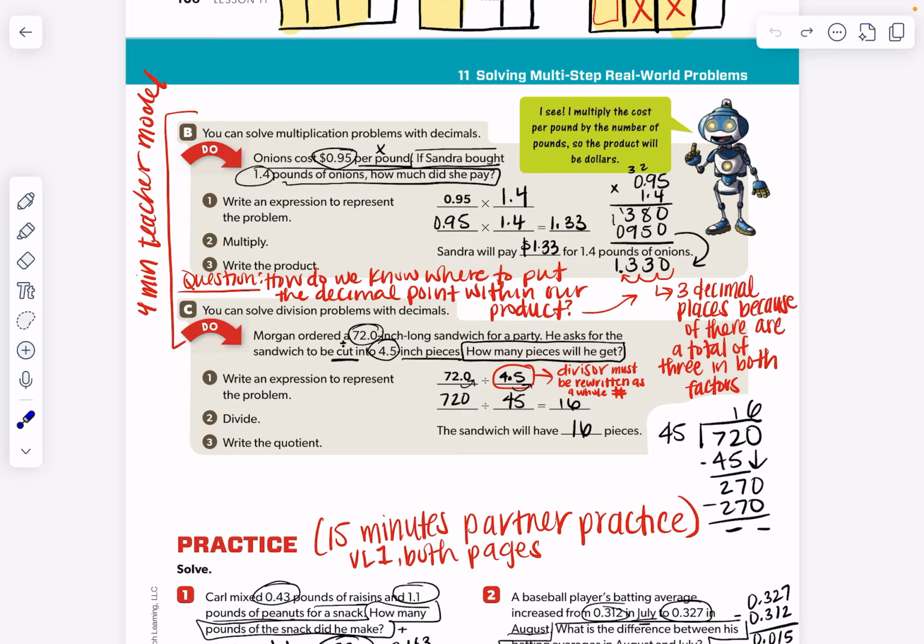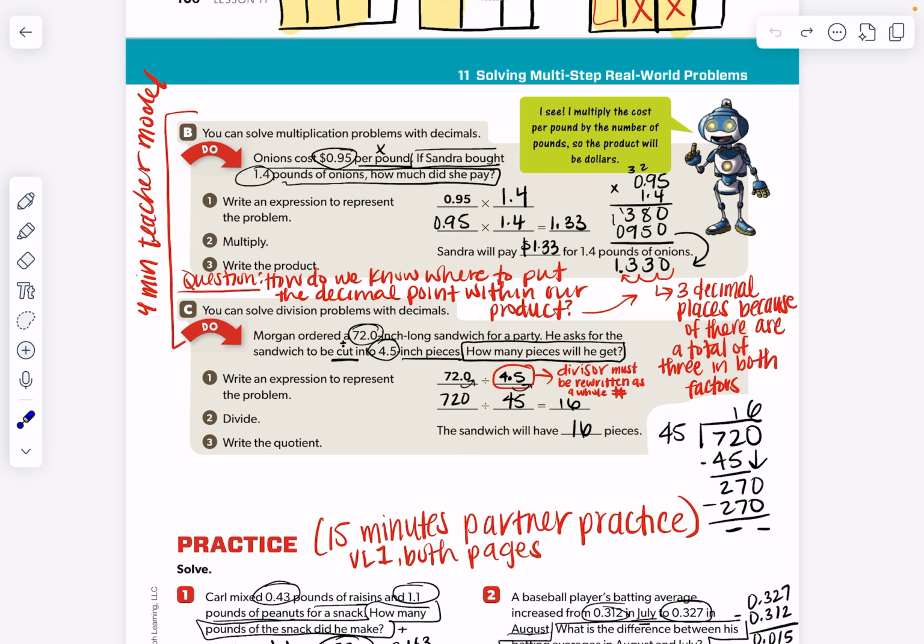So you let students know that in our first factor, there are 2 decimal places, and that in our second factor, there's 1, right? So 2 plus 1 is 3. So we need to move in 3 spaces. Our decimal point is after the 1.